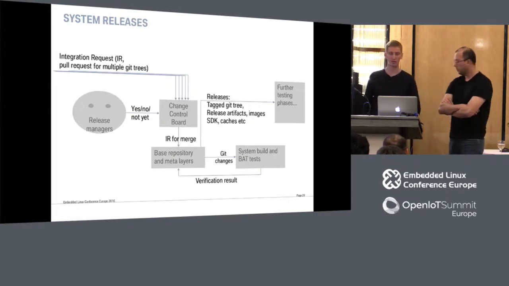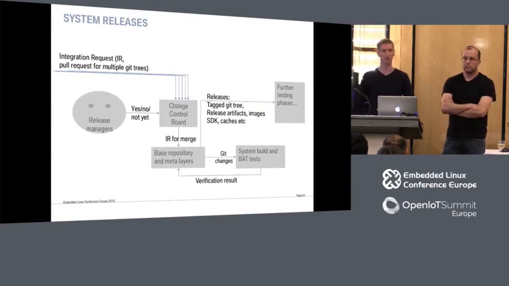So in the system release stage, the input is the integration requests, basically changes in BitBake recipes or other stuff in the meta layers, also classes and so on. First, these changes go into a change control board, which is then under the control of our release managers, who then decide what kind of changes are now prioritized for today's release or tomorrow's release and so on.